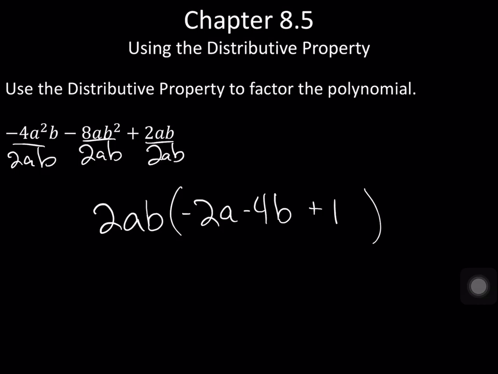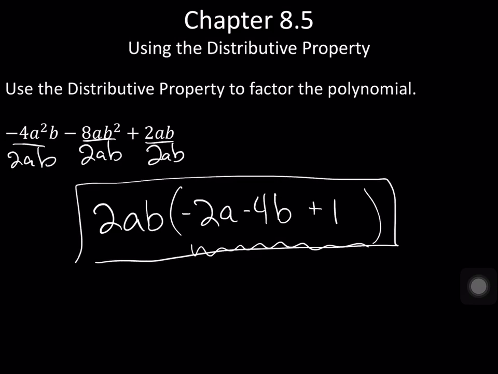Now, one of the ways we know that we're done is because there's nothing else in common with these terms. If there was anything left between 2 and 4 and 1, if there was anything left between the variables, A and B and none, if there was anything else in common, we could still take something else out. There's not anything else in common, and so this would be what we call our fully factored form. Fully factored. Everything that could come out has come out.